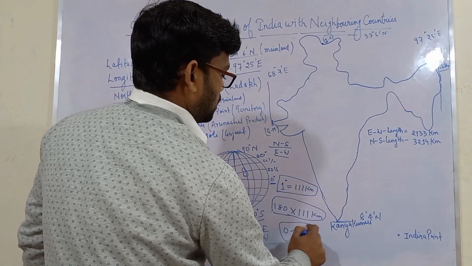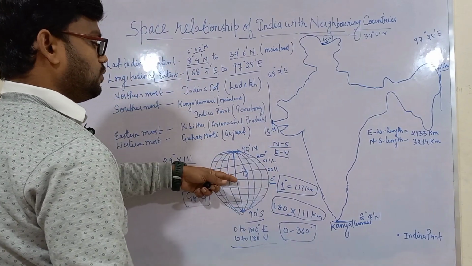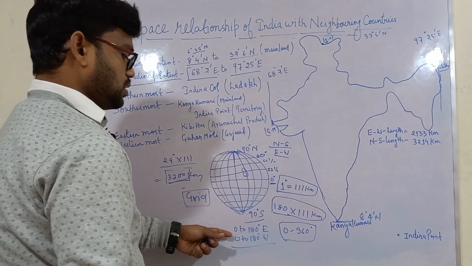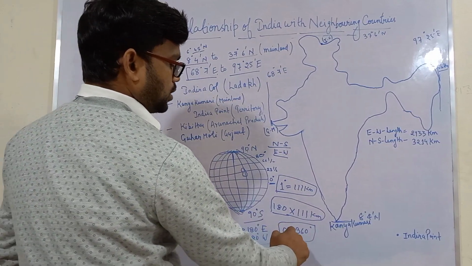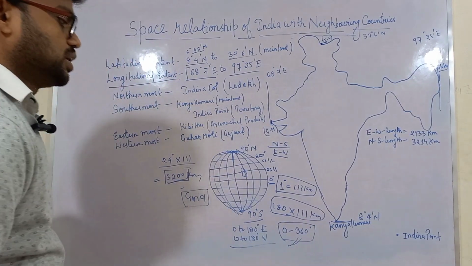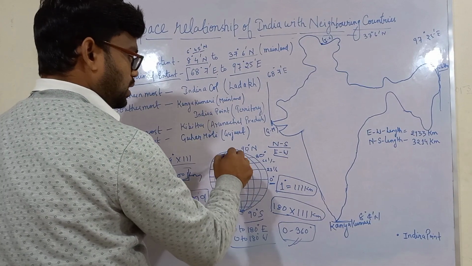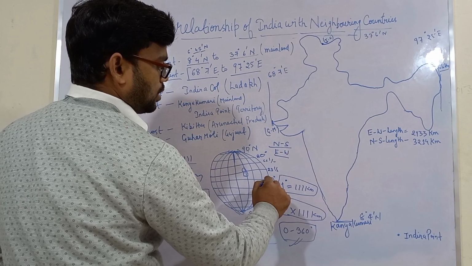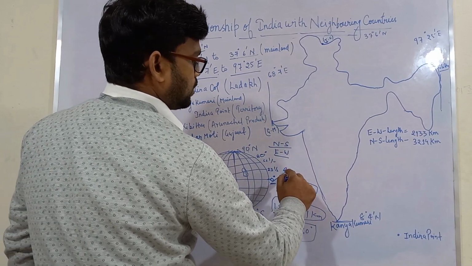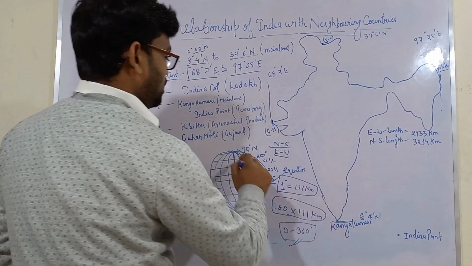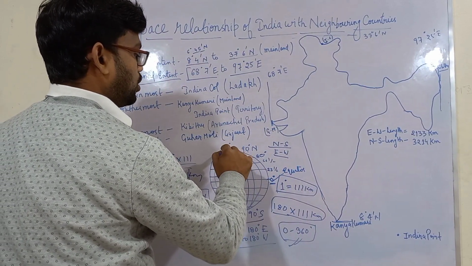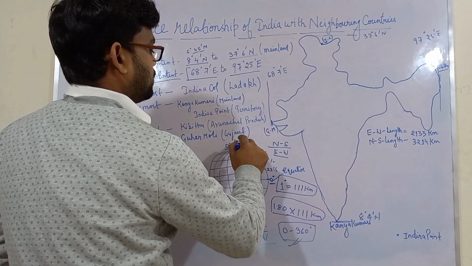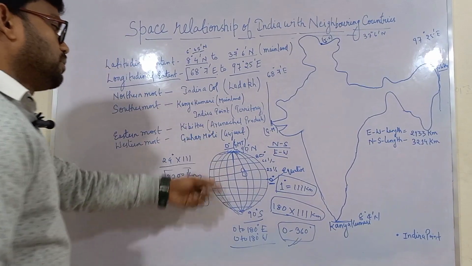360. In case of latitude, it was from 0 to 180 degree, and from 0 to 90 north and 0 to 90 south. Here in case of longitude, it is 0 to 180 degree east and 0 to 180 degree west. So total longitudes will be 0 to 360 degree. So remember this. And here in case of latitudes, we had 0 degree latitude, which is also known as equator. Similarly, here in case of longitude, we have 0 degree longitude, which is known as GMT, Greenwich Mean Time. Okay, so remember this.